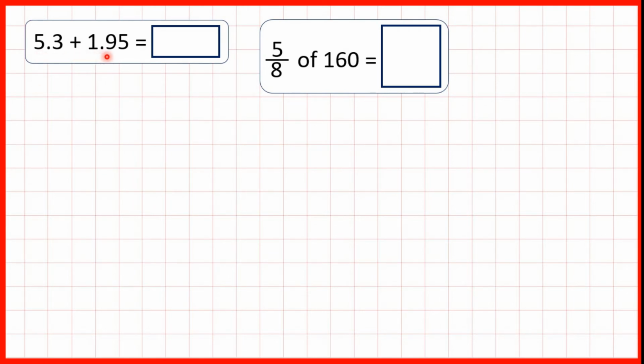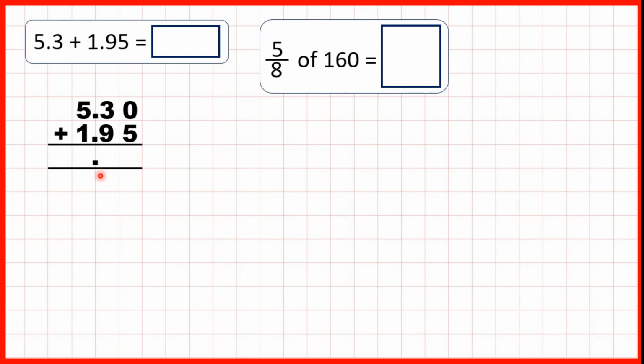5.3 plus 1.95. So we're adding decimals, and we need to be really careful here. We're adding 5.3 and 1.95, but when we write this out, we need to make sure that our decimal points are lined up, because that means our ones, our tenths, and our hundredths columns will be lined up as well. So now we can write zeros in empty squares, and so that we don't forget, let's copy down the decimal point into our answer straight away.